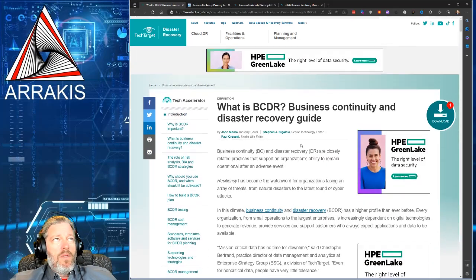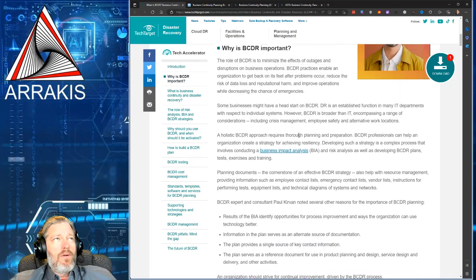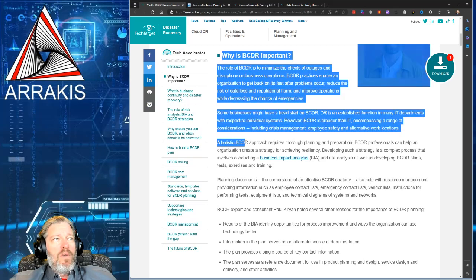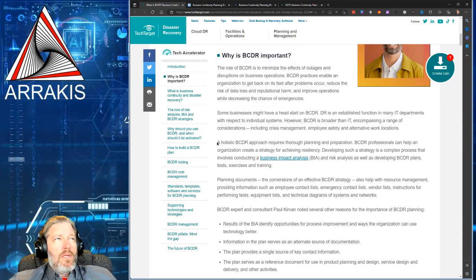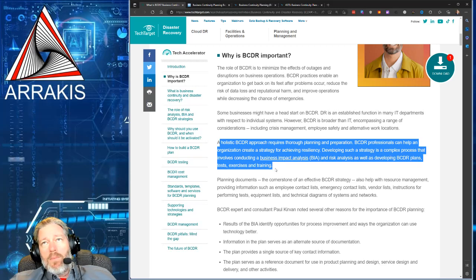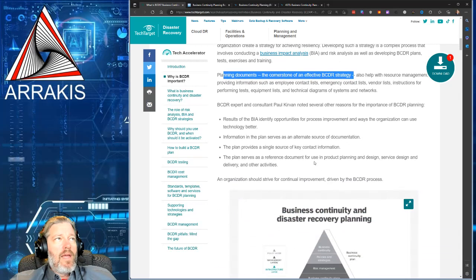And you can look this up yourself. This is Tech Target right here. You can figure it out, see on your own. But a holistic, and I'm just reading this right now, holistic BCDR approach is through planning and preparation. We have BIAs, things like that. By the way, we have a separate video on BIAs and BCDR in much more detail that might be interesting to other people. Planning documents, cornerstone, things like that.